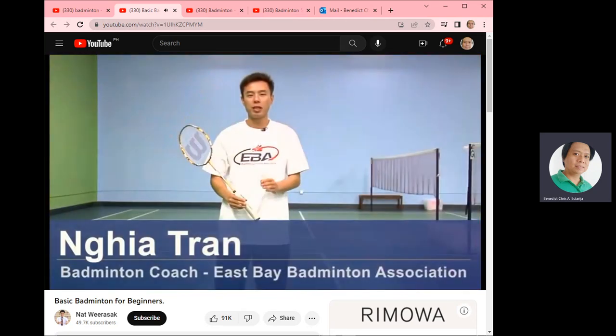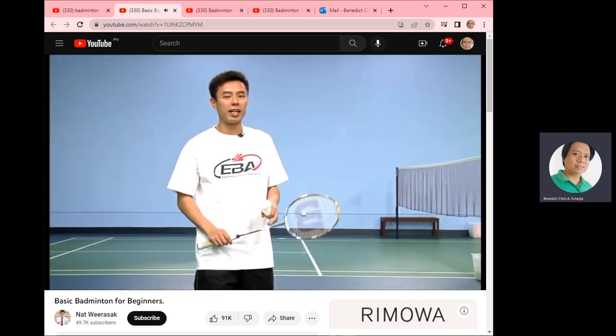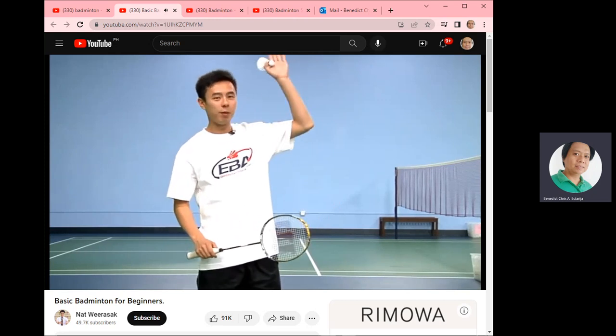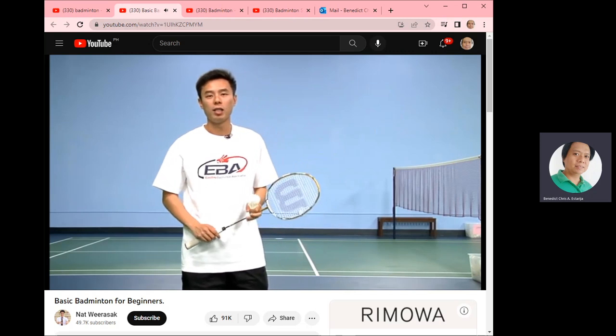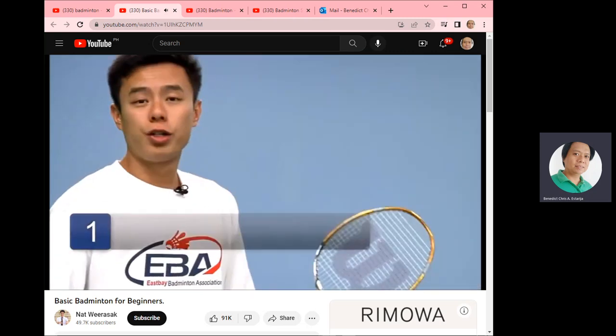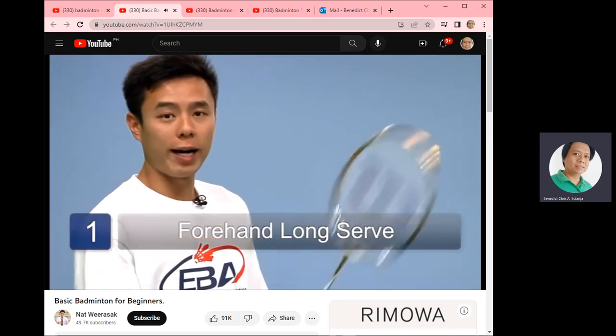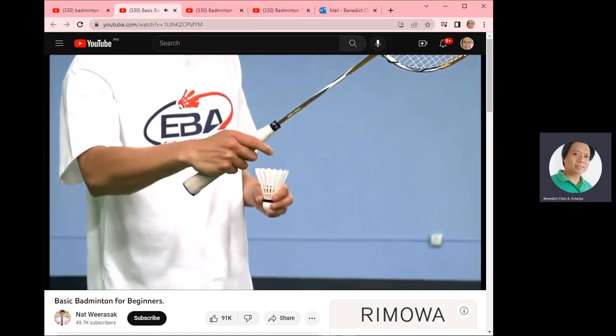Today, we're going to talk about the long serve for beginners, both backhand and forehand. The goal of the long serve is to get it nice and high and deep and far onto your opponent's side so that it opens up the court for you. To do the long serve with the forehand, the first step is to have a nice forehand grip.